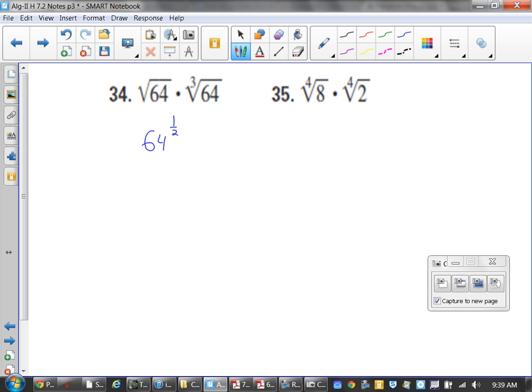Then it's 64 to the third power. Are those the same base? Yes, 64 is the base, and the exponents are a half and a third. So if you have the same base, different exponents, and you're multiplying, what do you do to the exponents? You add them. So I'm going to add these together. I get 64 to the power where 1/2 becomes 3/6 and 1/3 becomes 2/6. So that is 5/6.